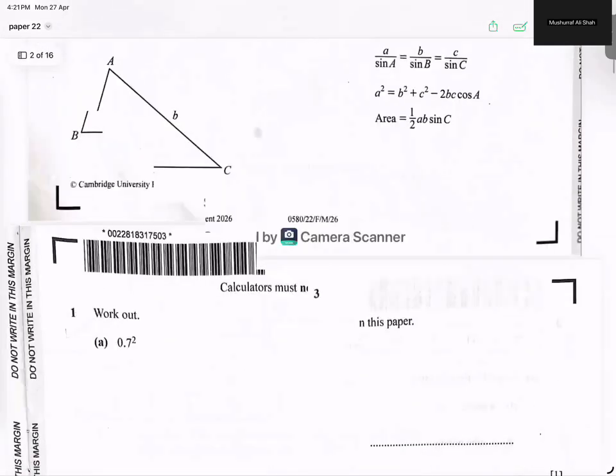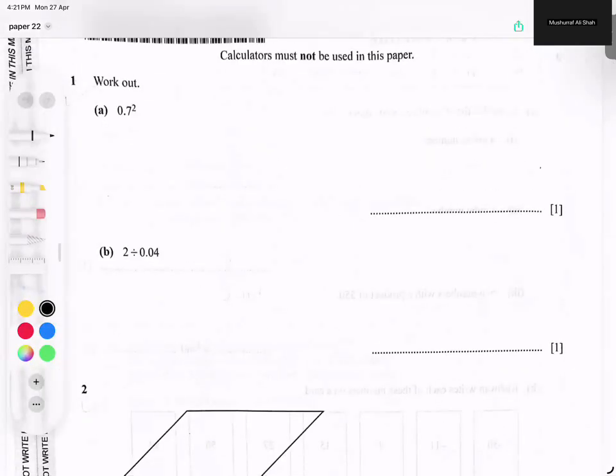Question number 1 is saying work out this. So 0.7 squared, you can have two choices. One is that you can multiply like this. So 0.7 times 0.7, or you can say that it is 49 basically.